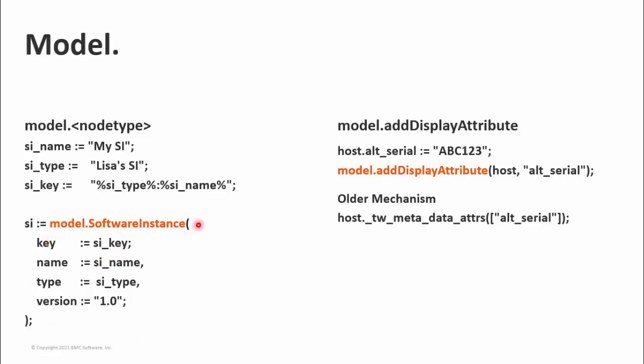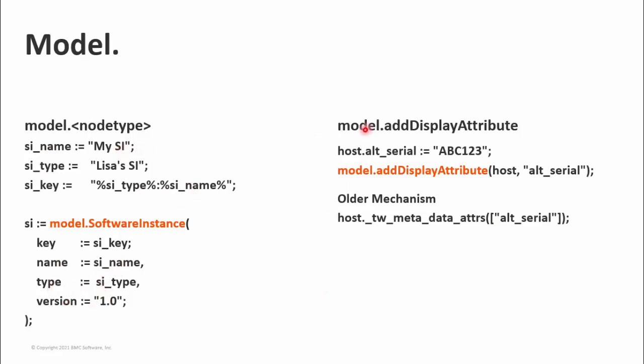The arguments to model.softwareinstance or model.any node type are, on the left, the names of the attributes that will be set. And on the right, these are the values of those attributes. So SI key was defined up here to be the type colon name of the SI. The name is just the name of the SI, the type, and the version.